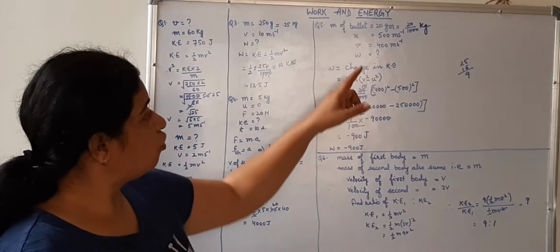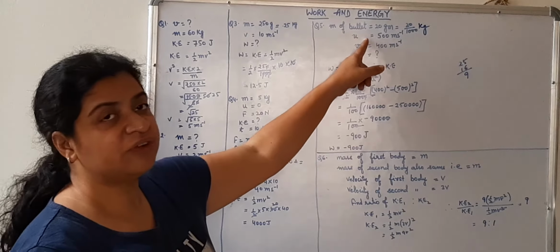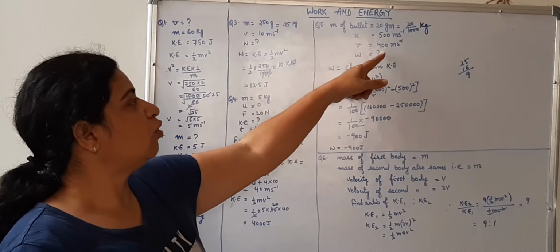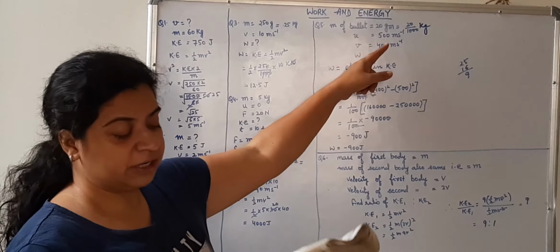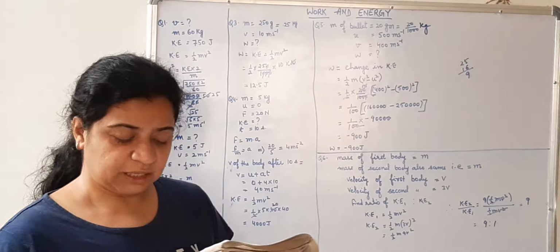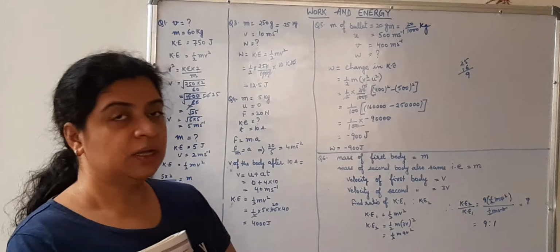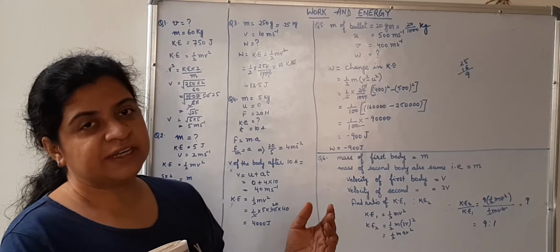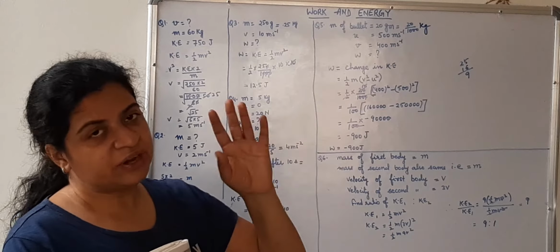It comes out having a velocity of 400 meter per second. Initially it was moving with a velocity of 500. Now the final velocity has become 400 meter per second. Calculate the work done by the bullet in joule. What work has the bullet done in passing through the tree trunk?